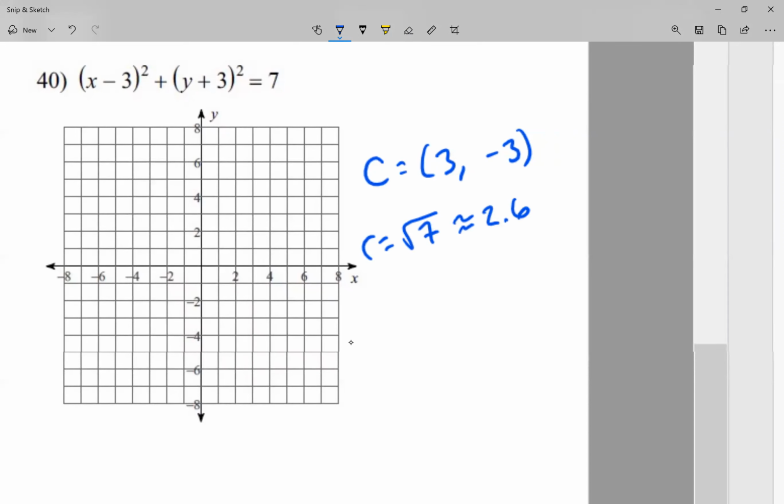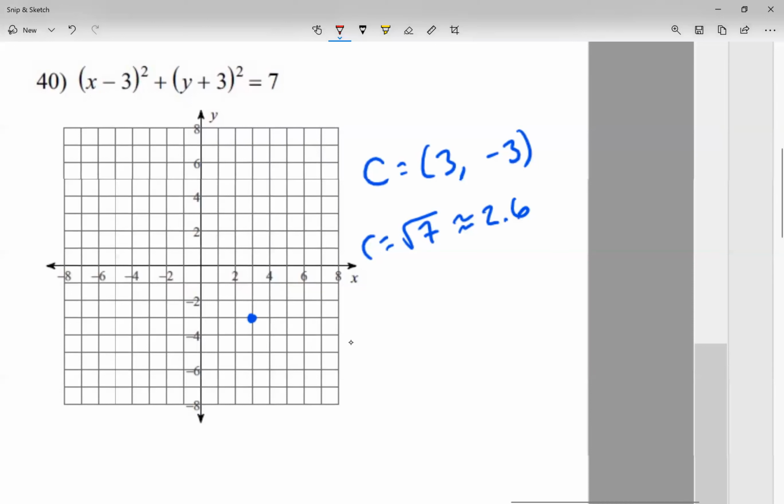Okay, so the way I'm going to graph this, I'm going to plot my center, 3, -3. There's the center of my circle. The radius is 2.6. The way I'm going to see this in the graph is 2 and a little bit more. So from the center, let me go up about 2.6. It's about there. Let me go down 2.6. So it is okay to go more than a whole number. We can use decimals. It's not a big deal. Let me go to the right about 2.6. And let me go to the left about 2.6.